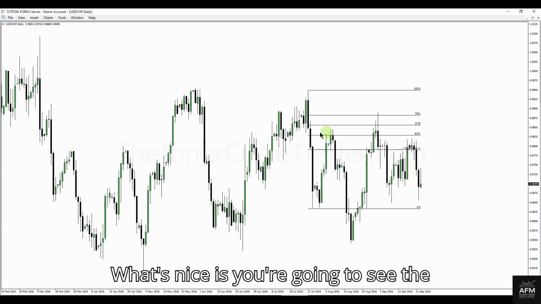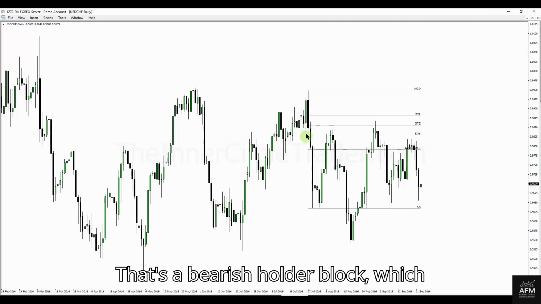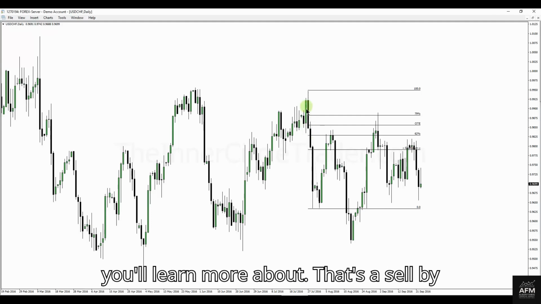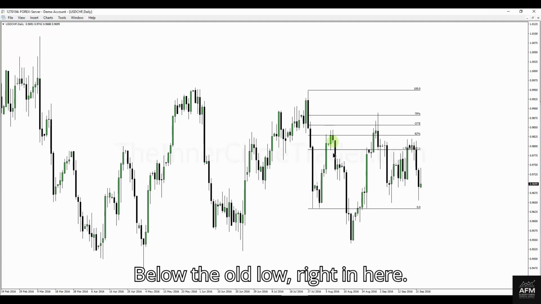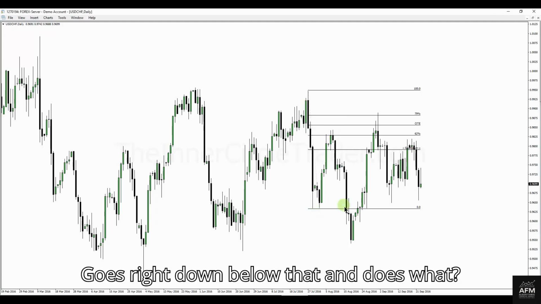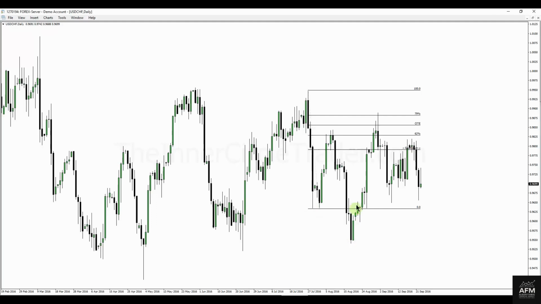What's nice is you're going to see the bottom of this candle, this up candle. That's a bearish order block, which you'll learn more about. That's a sell by itself. Where do you look to take profits? Below the old low, right in here. Goes right down below that and does what? Trades back up higher.